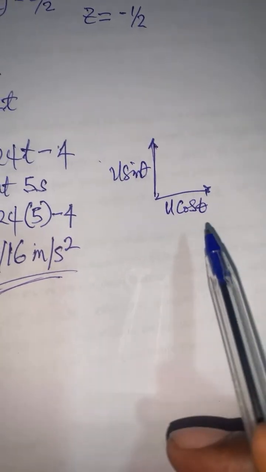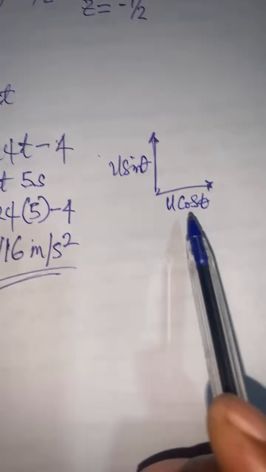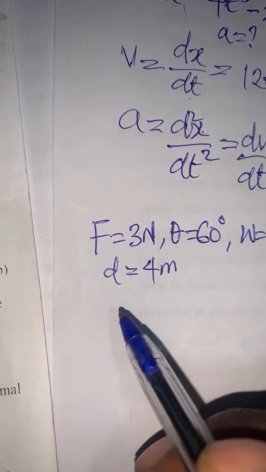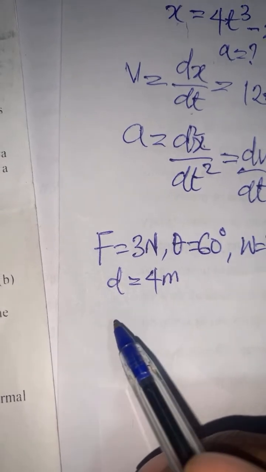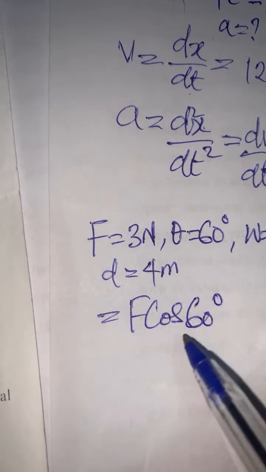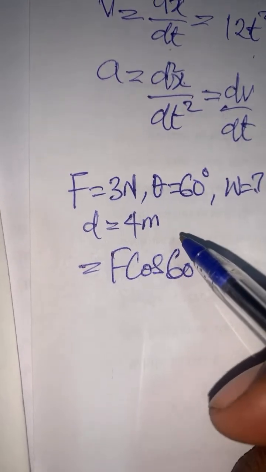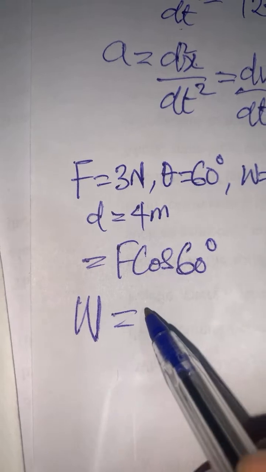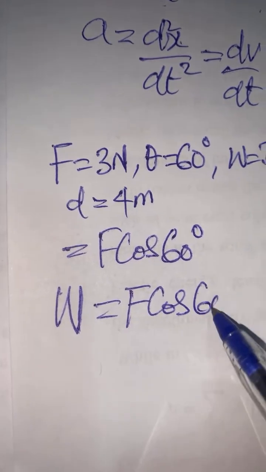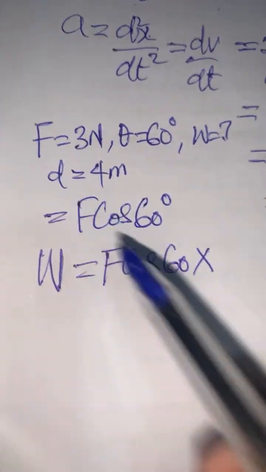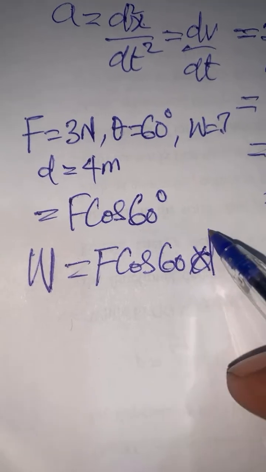If it is a yes, if you've done something related to components, then you can say that the effective component of force along the horizontal will be force cos 60 degrees, which is force cos theta. Then the work done by this force will be equal to force cos 60 degrees times x. This x is the distance, which we have here as d. Let me use d so that you'll not be confused.